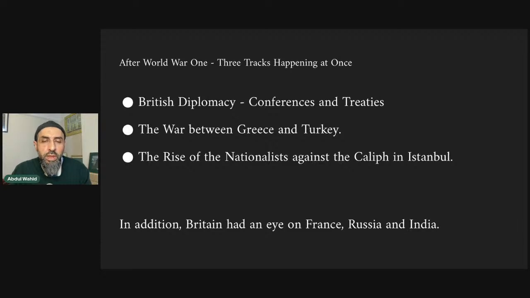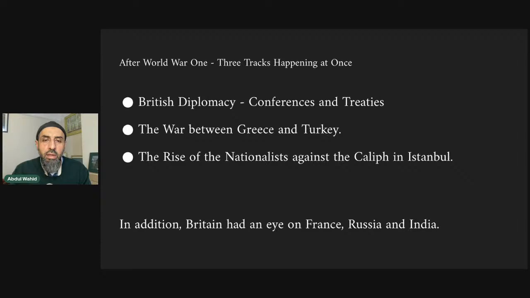the war between Greece and Turkey, which emerged after World War I. And that in turn has led to the rise of nationalists in Ankara, in the remnants of the Ottoman state, in what would become the new Turkish Republic, against the Caliph in Istanbul.